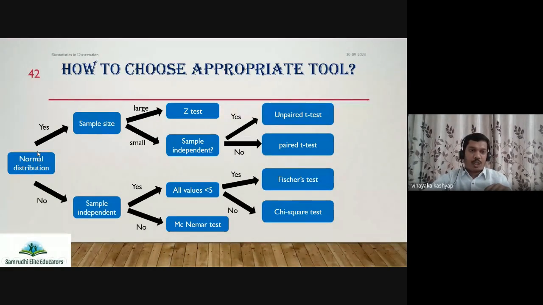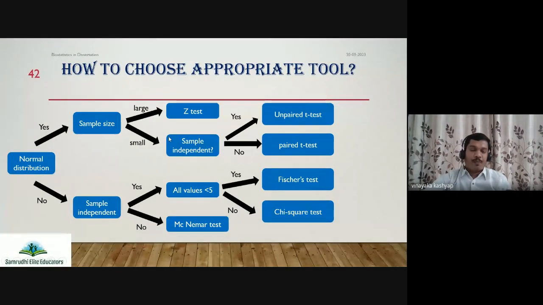Then if the normal distribution is not followed, that means the mean, median, and mode are not coinciding, then you have to see whether the sample is independent or not. If it is independent, and if the values are less than 5, we go for Fisher's test, or otherwise the chi-square test. Most commonly taken is the chi-square test. If the sample is not independent, then we go for McNemar test.